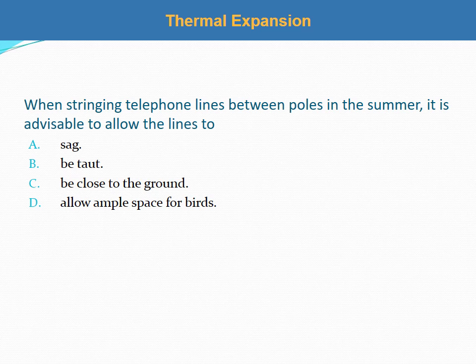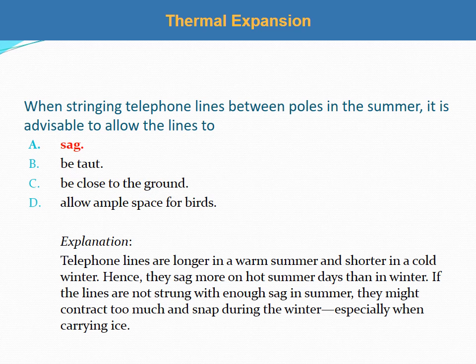When stringing telephone lines between poles in the summer, it is advisable to allow the lines to: A. Sag, B. Be taut, C. Be close to the ground, or D. Allow ample space for birds. The answer is A. Sag.